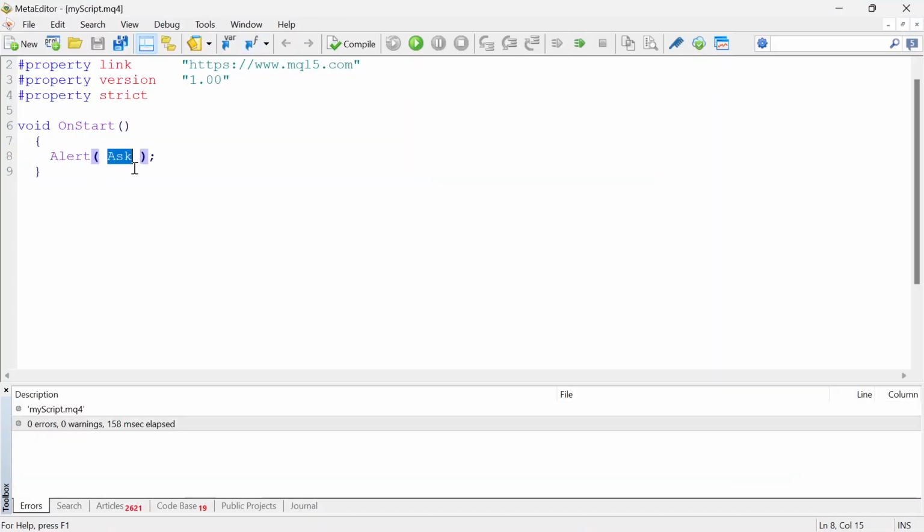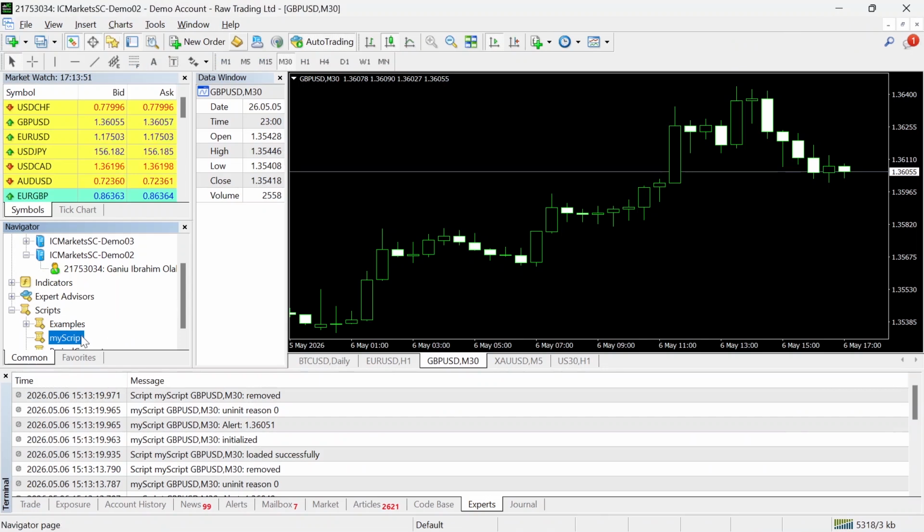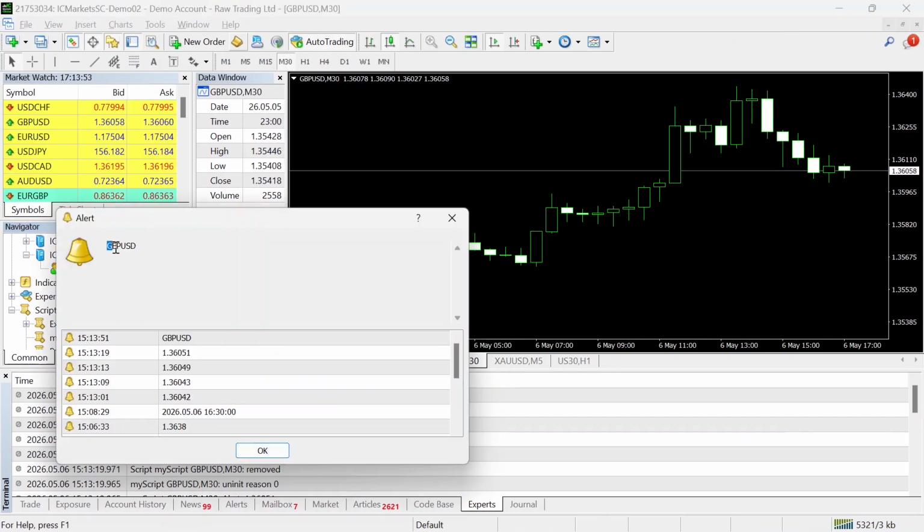We are not limited to ask price. We can also get the bid price. Then we are not limited to that. We can also get the chart symbol or the chart instrument, the security that we are currently working on. How do we do that? We can say underscore Symbol, which is this. So let me save and I'll compile. Let me launch. You can see it is telling me GBPUSD.